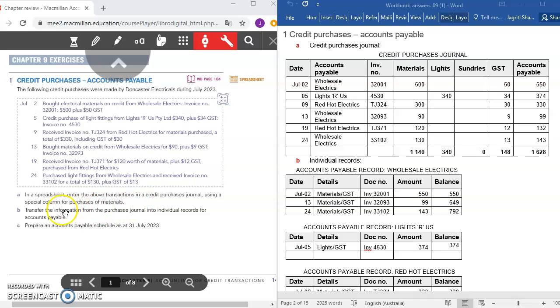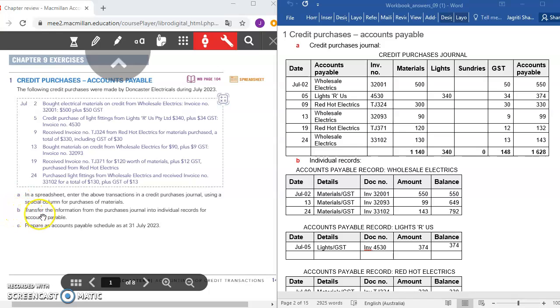Because they asked for a special column for purchases of materials, I've got materials here and I've got the lights here, because these are the only two transactions being purchased. Okay, now you need to total them all. So materials worth this amount, lights worth this amount, GST total this, and accounts payable is a total of $1,628. Okay, now this is your A. Let's jump on to B.